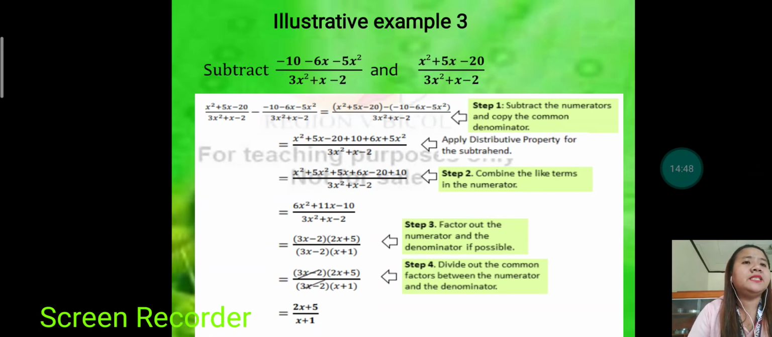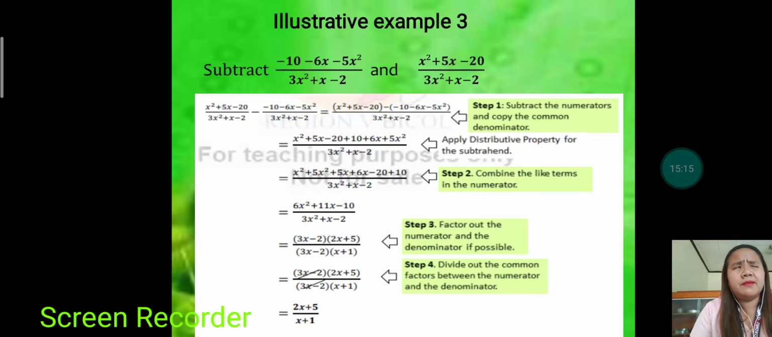So, apply the distributive property for the subtrahend. We applied the distributive property. And then now, since our numerator is almost in its position, we're going to combine the similar terms or the like terms in the numerator.